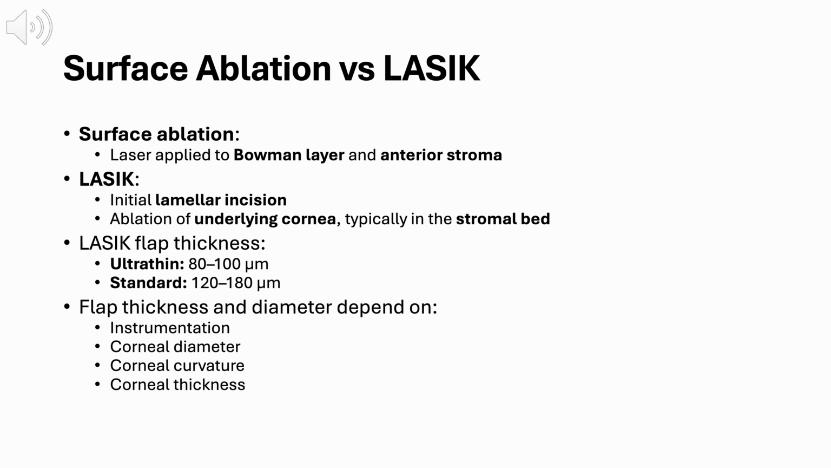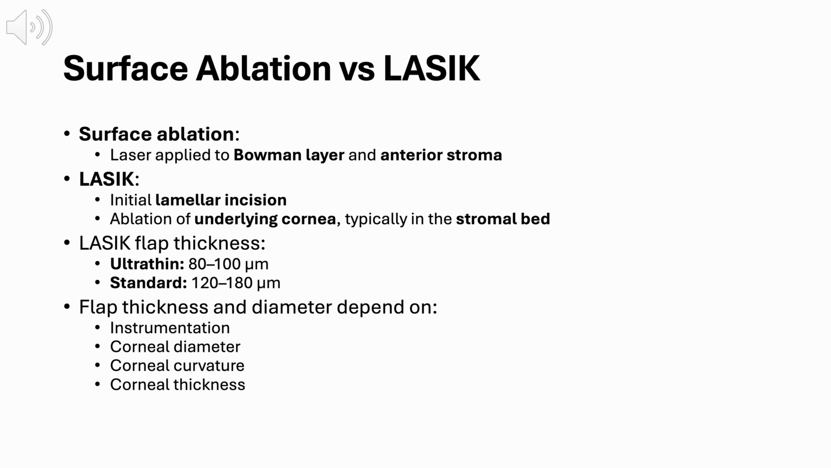This slide highlights where the laser energy is actually applied. With surface ablation, the excimer laser is applied directly to the Bowman layer and anterior stroma without creating a flap. The refractive change is achieved entirely at the surface of the cornea. In LASIK, the first step is a lamellar incision to create a flap. The laser then ablates the underlying stromal bed, and the flap is repositioned afterward. The optical effect is similar, but the biomechanics and healing response are different.